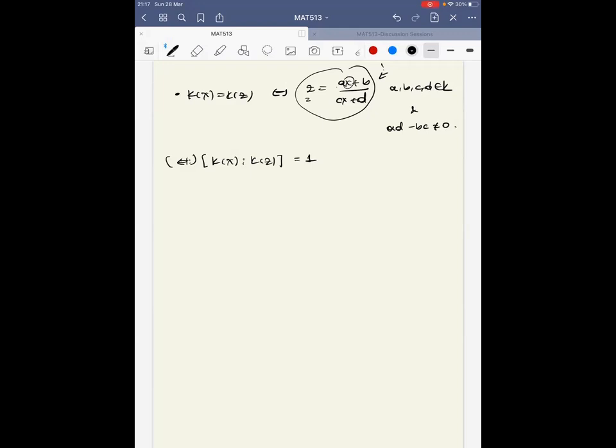And to prove that, first, let me show the sufficient condition. If we represent it as a fraction of two linear factors, we know that the extension degree of k of x over k of z is determined by what we call the degree of z. So this is the maximum of the degrees of the numerator and the denominator. And this shows us indeed that the two rational function fields are the same.